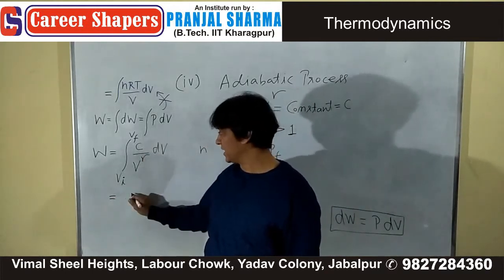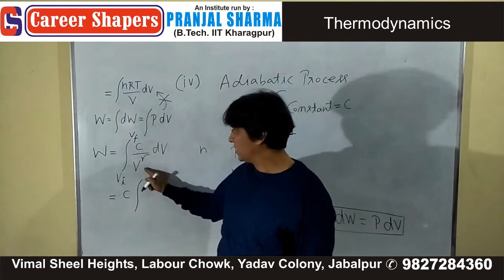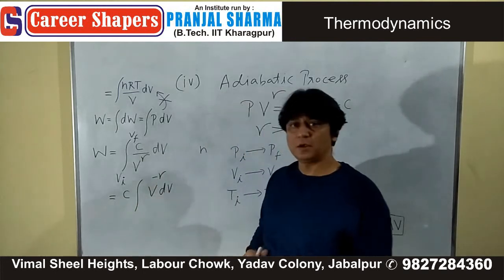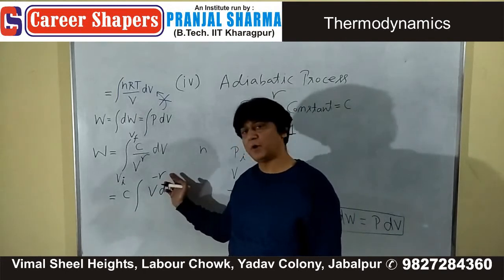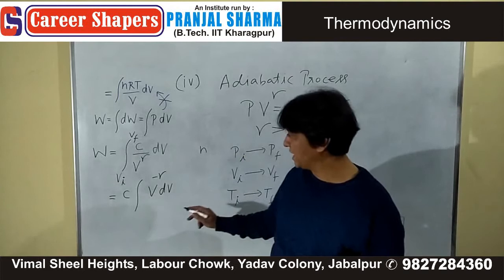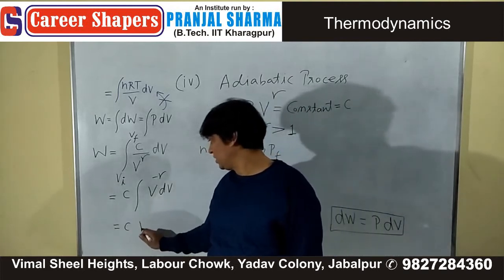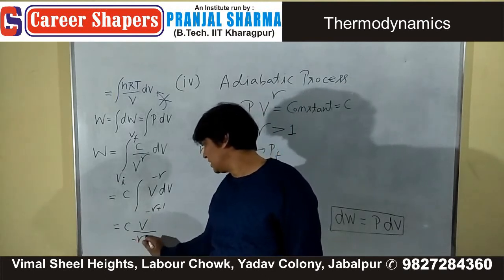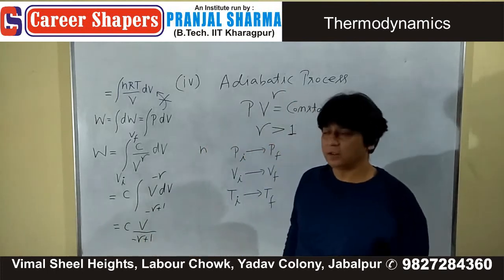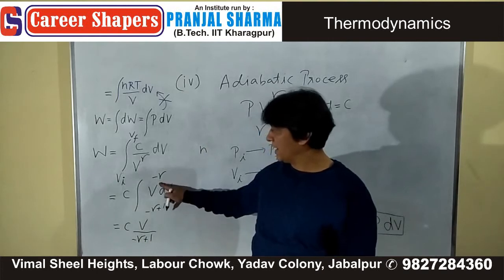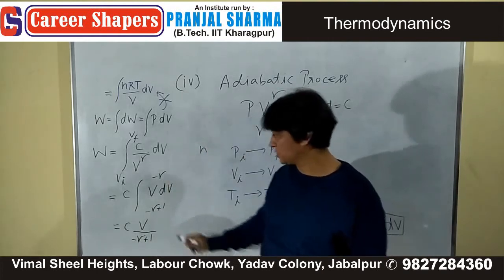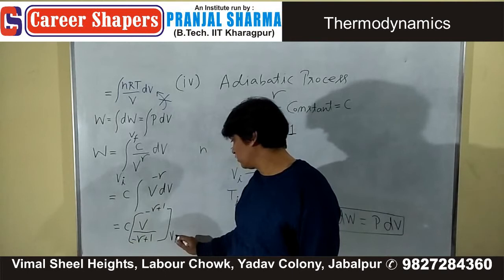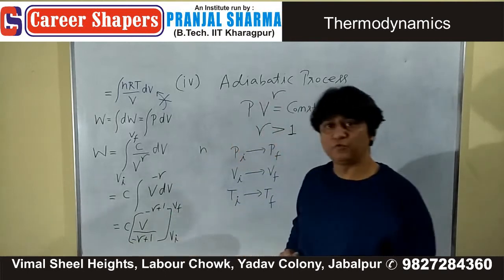This C is a constant, take it out. If C is out, then this is V to the power minus gamma into dV. Everybody knows how to integrate x to the power n. X to the power n, its integration is x to the power n plus 1 upon n plus 1. So here it is V to the power minus gamma plus 1 divided by minus gamma plus 1. This whole thing, you need to use your limits from V initial to V final.